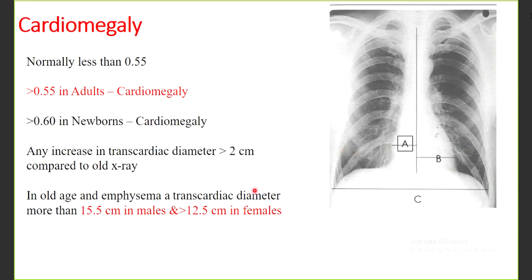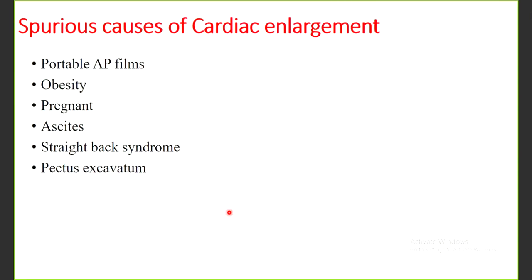If the patient has some emphysema, then if you want to look only at the absolute values, then it should be more or less 15 or 15.5 centimeters in males, and in females, obviously, it will be slightly lesser, 12.5. It is very common that if we assess an AP film, we have a false identification that a patient has cardiomegaly even if he doesn't have. Other causes of apparent cardiomegaly include obesity, pregnancy, ascites, and other skeletal abnormalities.